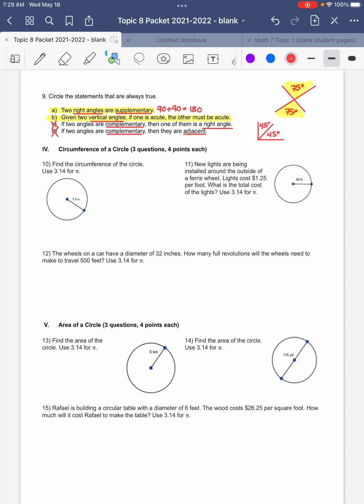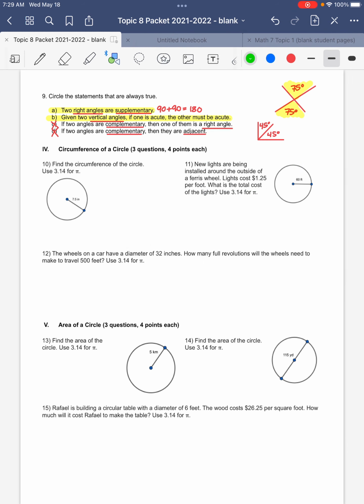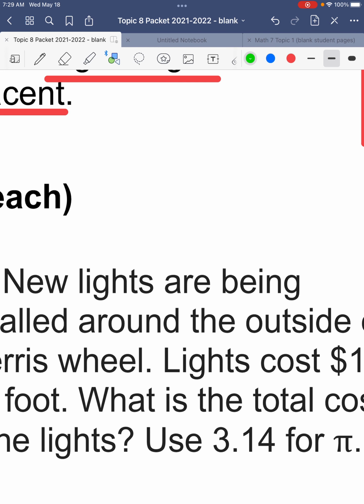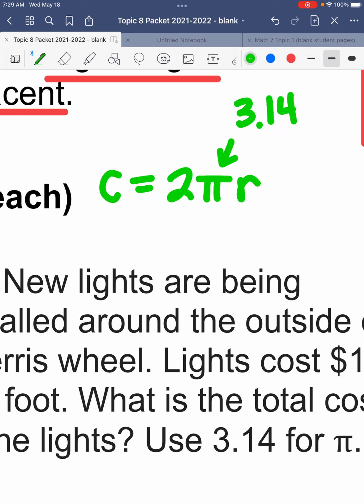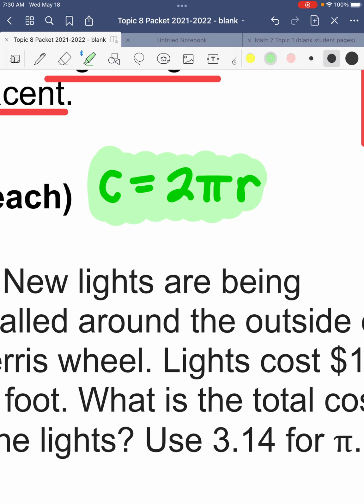Okay? Let's move on to our fourth topic, circumference of a circle. So circumference of a circle, there are a couple of different formulas that you can use. The one that I will give you on the test is C equals 2 times pi times the radius. And I want to point out that every time you see that pi, you're going to use 3.14. Always, always, always. Okay? So now that we know our formula, let's go ahead and get started with our review on circumference.